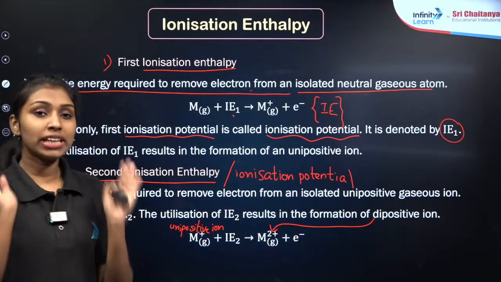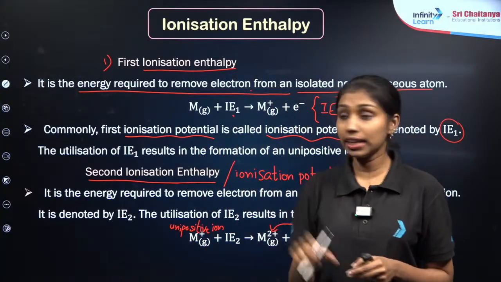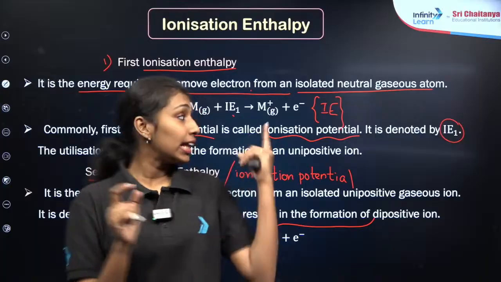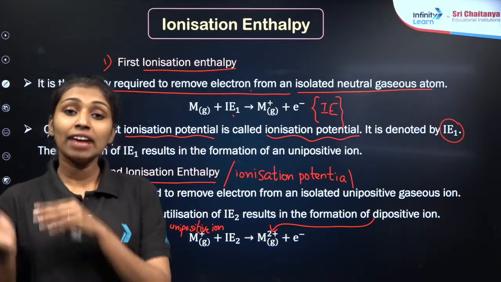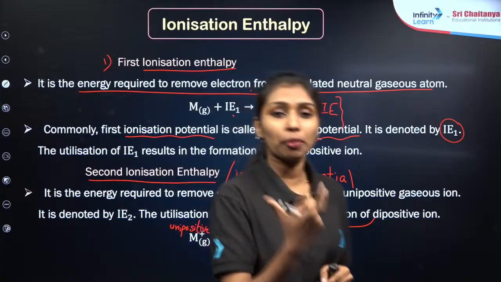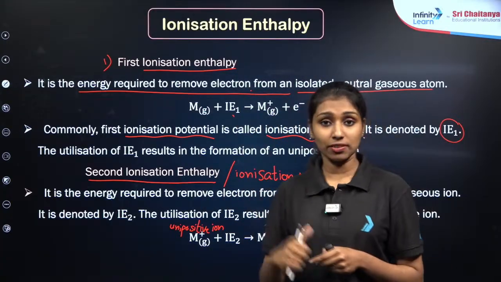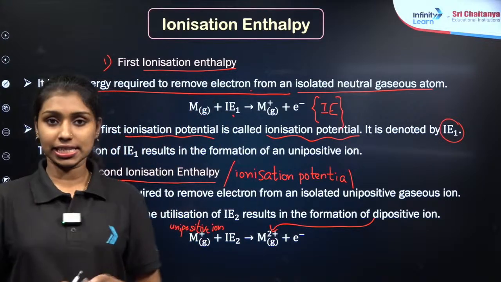We have already seen about the ionization enthalpy. Then the ionization enthalpy is divided into two types depending upon their formation of charged ions. If it is forming a unipositive ion, the energy is simply known as the first ionization energy or first ionization potential. Whenever we are again removing one more electron from the unipositive ion, it will again absorb the energy, then it will form a dipositive ion, known as the second ionization potential or second ionization energy. Clear?